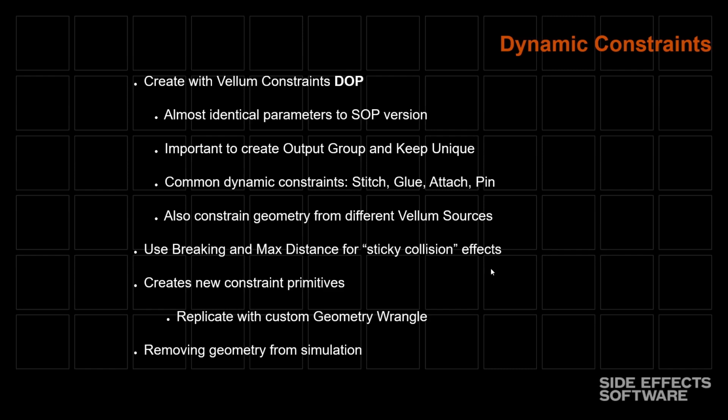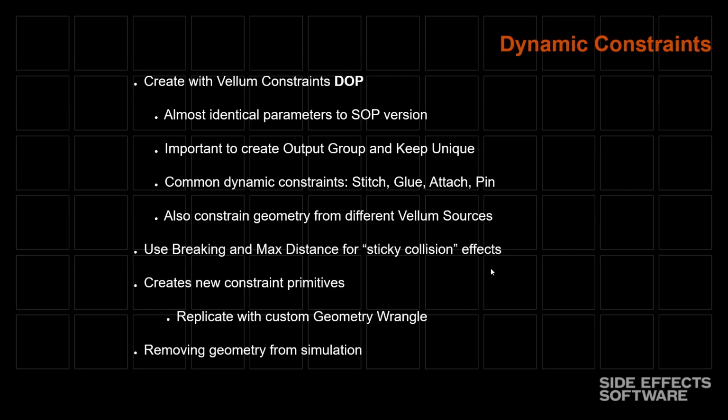This is very similar, at least in terms of parameters, to the SOP version, because it internally uses the SOP. There are a few things that are disabled, but for the most part, you can copy any parameters over from the SOP to the DOP and get similar results. In general, you're going to want to create an output group for the created constraint primitives, and also leave the keep unique within group option on.